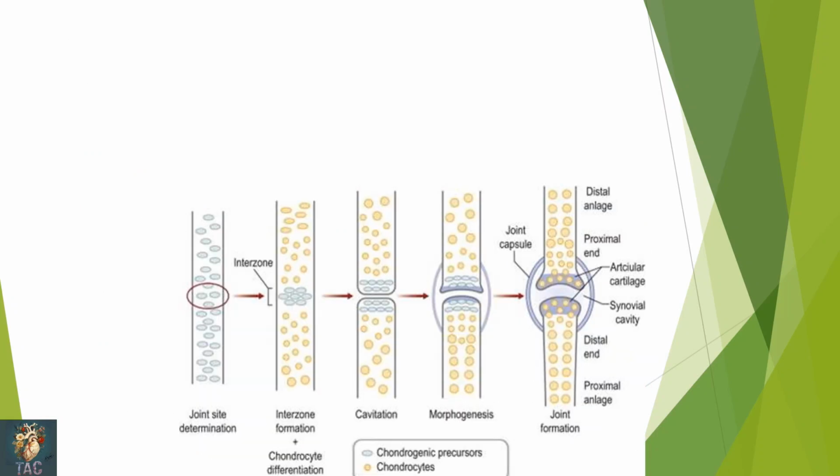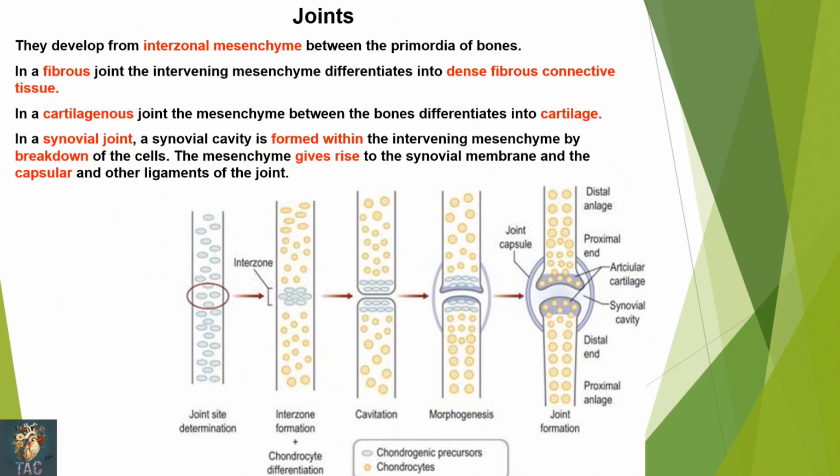Next is very important, the development of the joint. In the area where the joint is going to be formed, the chondrocytes which are formed will form the interzonal mesenchyme. After the formation of the interzonal mesenchyme, this mesenchyme will initially differentiate into dense fibrous connective tissue. This point is very important. So initially the interzone is formed, and after this, the mesenchyme will differentiate into dense fibrous connective tissue.